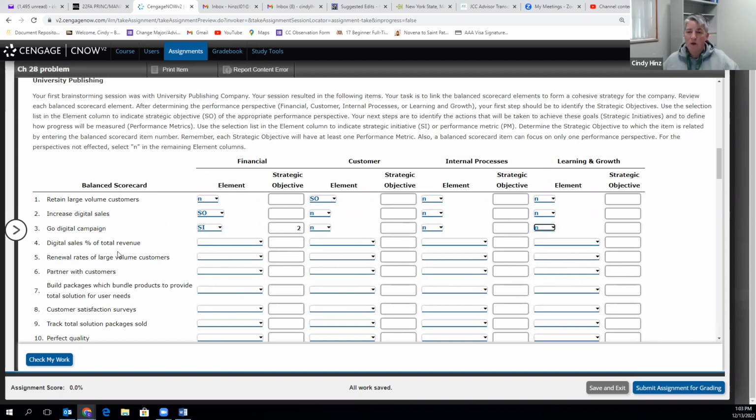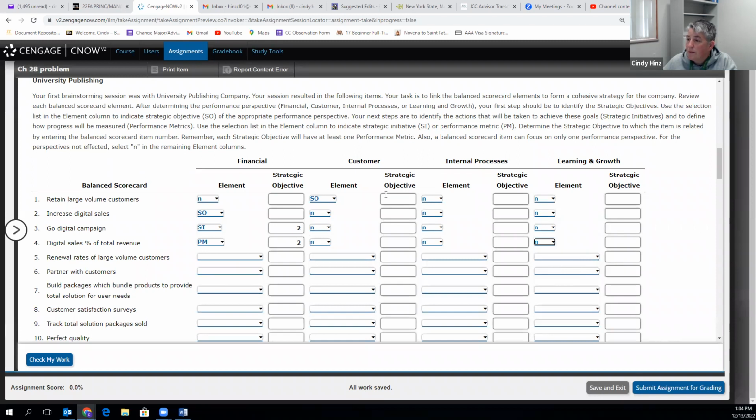So how are we going to know if our Go Digital campaign was successful? How are we going to measure that? Well, the very next line says digital sales as a percent of total revenue. That seems like a reasonable way of measuring whether our Go Digital campaign was successful in helping us meet this objective of increasing digital sales. So that's a performance metric. It's how we're going to measure. It's tied back to strategic objective number 2, and then all the rest of these need to be marked as not affected or not relevant.